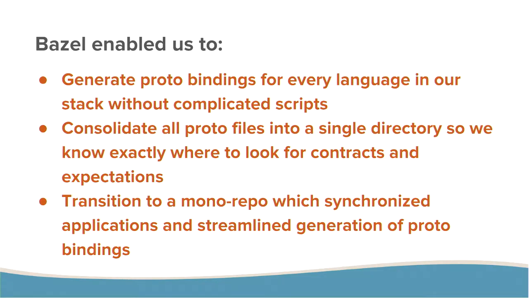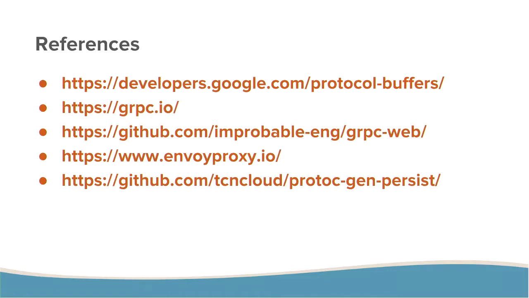Now, think back to the challenges our team faced with the protos. Bazel helped us directly or indirectly tackle all of these challenges. We now generate proto bindings for every language in our stack without complicated scripts. We've consolidated all our proto files into a single directory so we know exactly where to look for contracts and expectations. And we've transitioned to a monorepo, which has synchronized our applications and streamlined the generation of proto bindings.